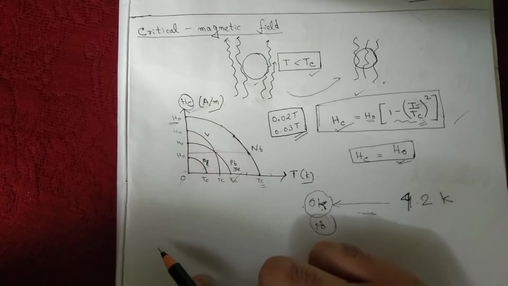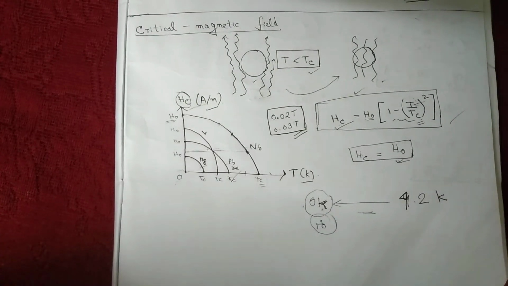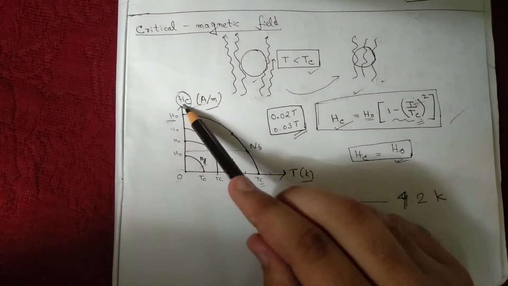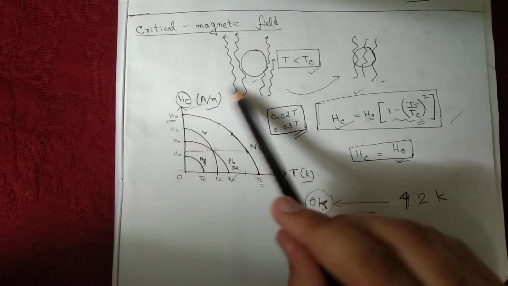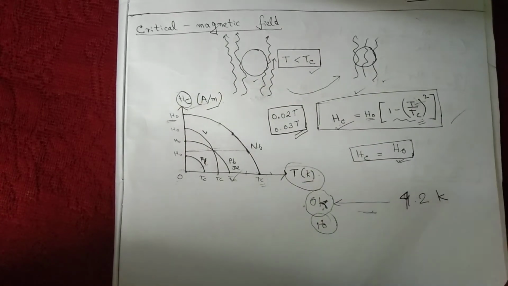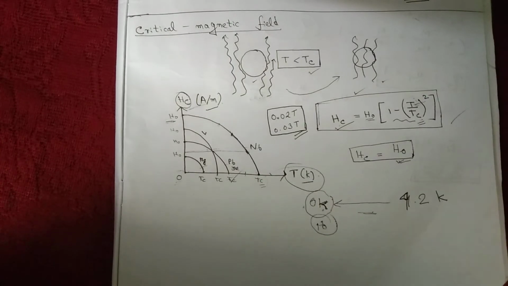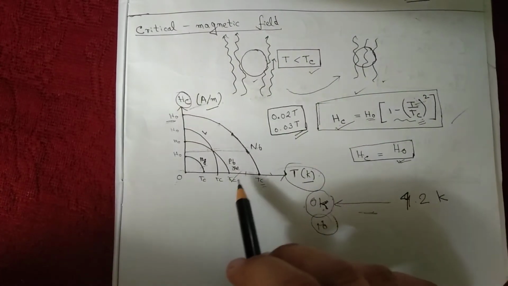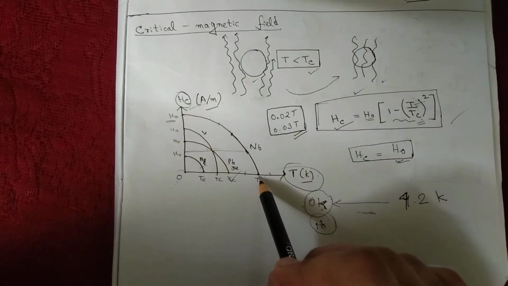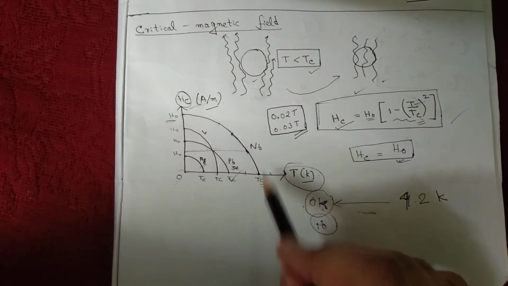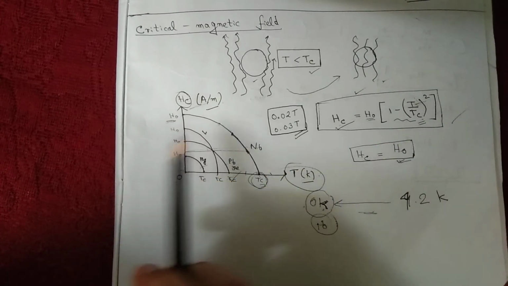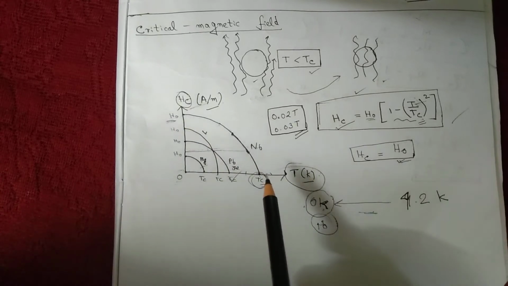Let me explain this through a graph. I draw this curve. I take the y-axis as Hc and the x-axis as T, temperature. Magnetic field intensity versus temperature curve. If you consider niobium and consider the critical temperature over here, then you will find the value of Hc as 0.